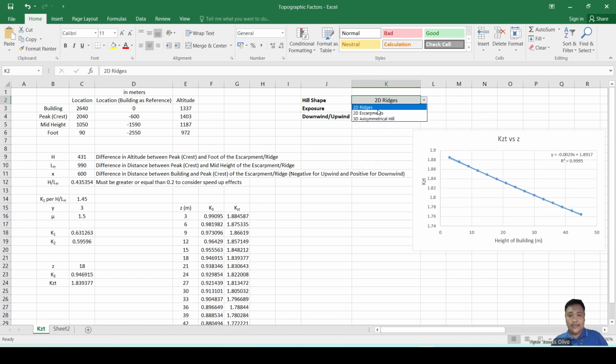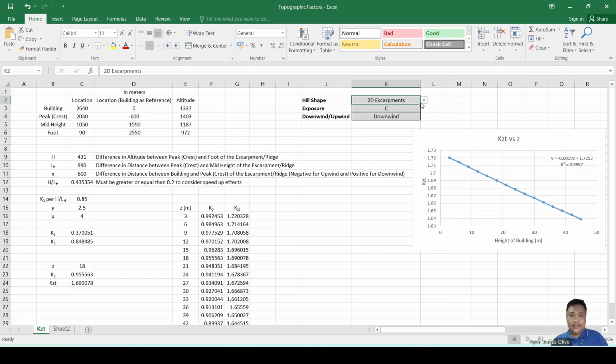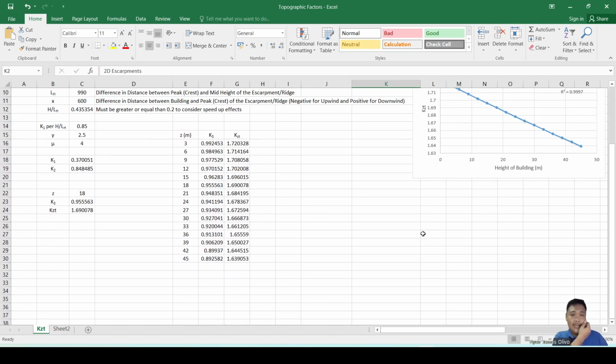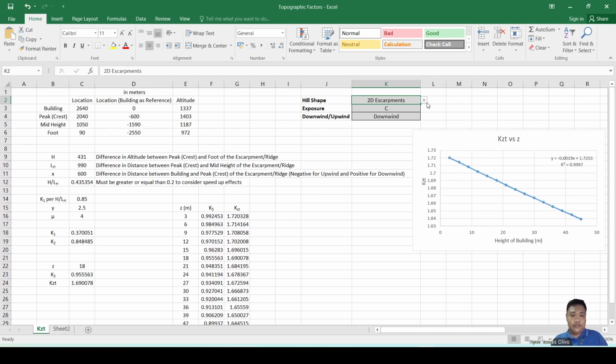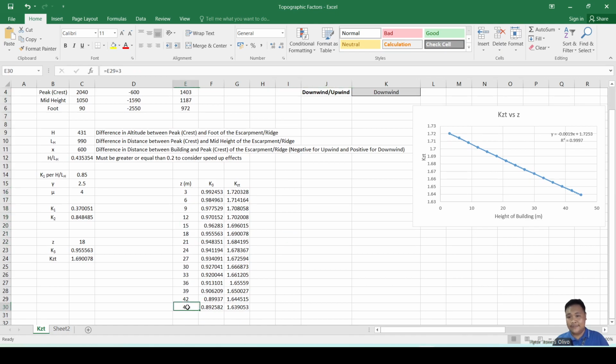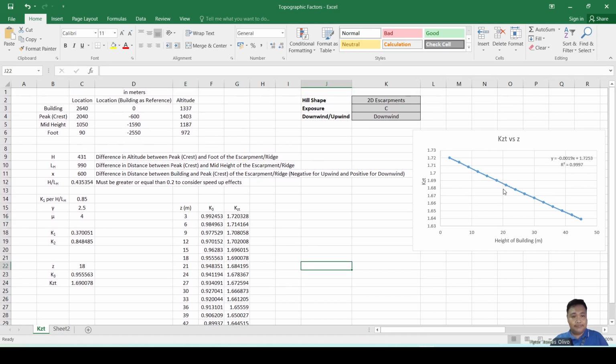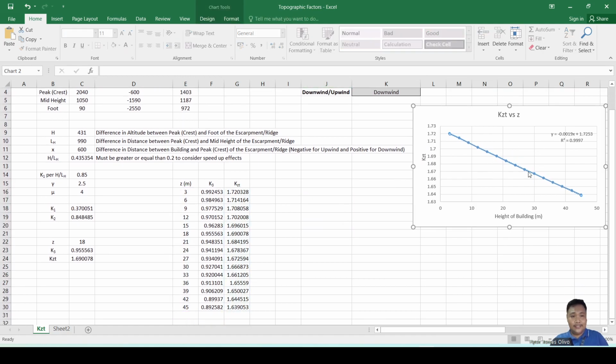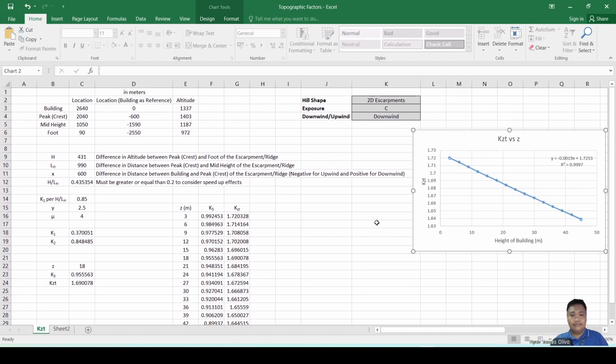As you can see, if we compare the different diagrams of hill shape, the escarpment gives us almost, so I will discuss this first. As the height of the building increases, the factor decreases. So you can see here, there is a negative or downward trend. As the height increases, the KZT decreases.